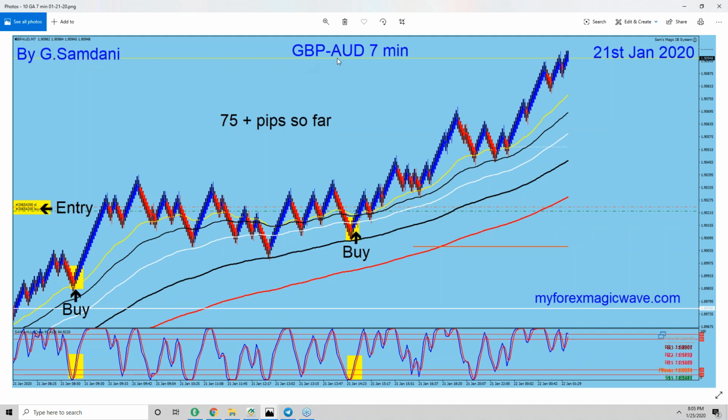Okay, the Pound Aussie, right? This was an entry I showed you, and then a retracement. I made a couple of entries, and then I got knocked out. It could be break even or a 5 pip loss. No big deal. Once you get the right one, look what happens, right? So this is on the 21st.